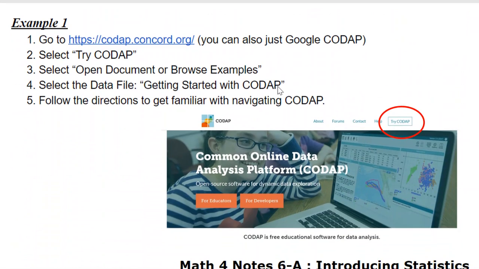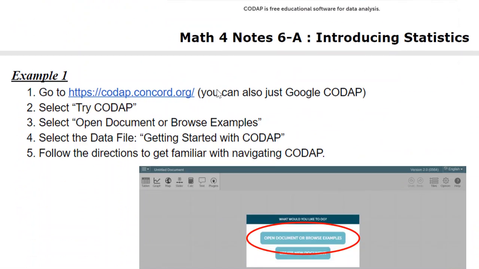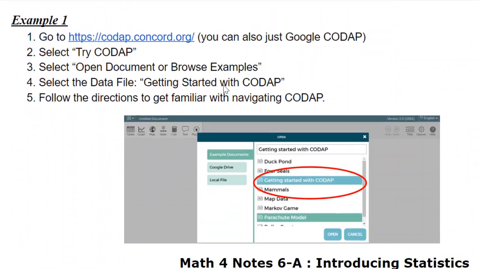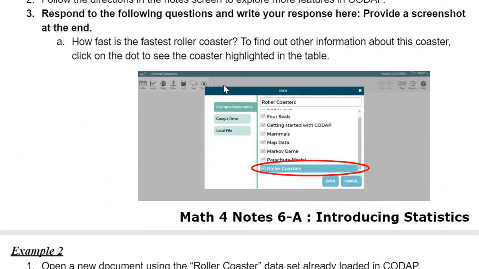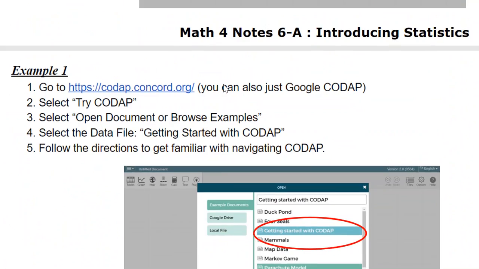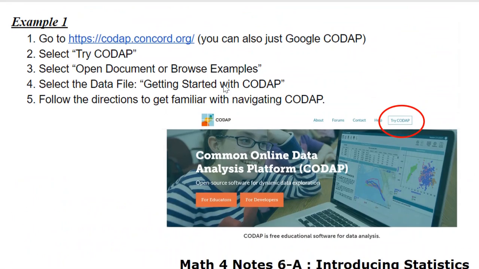Now, I'm going to hit the pause button here. I'm at 24 minutes of this video, so I'm going to break it up into 2 videos, and we're going to come back and look at CODAP. And we're going to do example 1, which is basically getting to know CODAP, and then example 2 is going to be looking at the roller coaster data set and answering some questions on that. And I think you'll like what's going on with CODAP. We'll pause here.